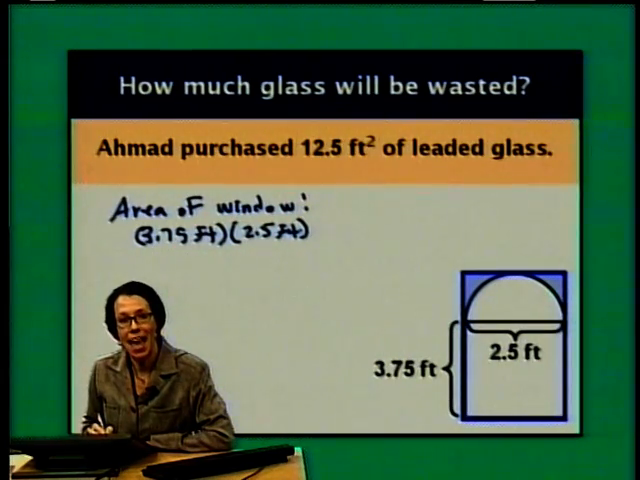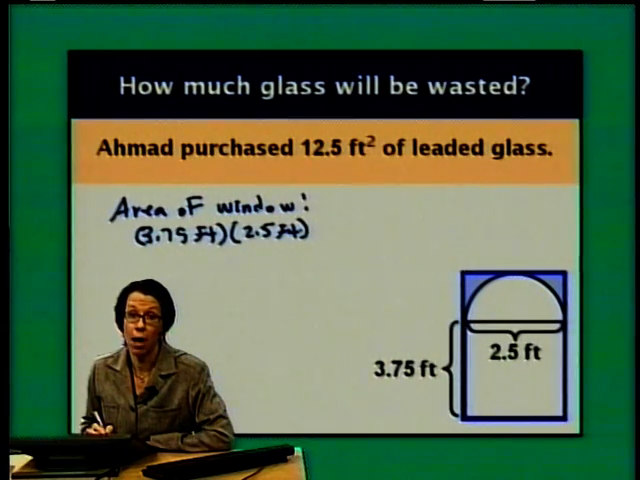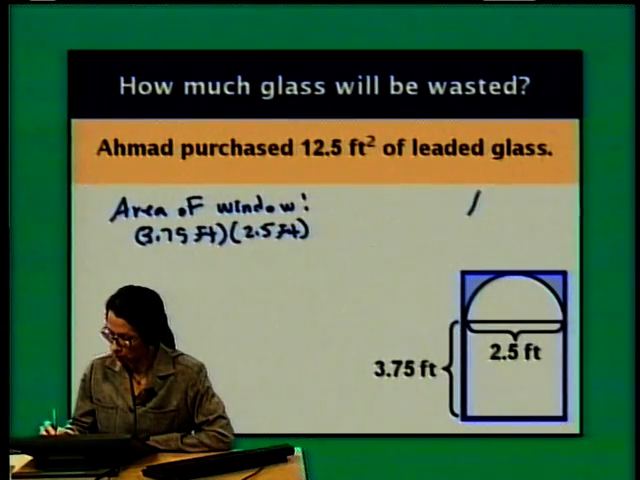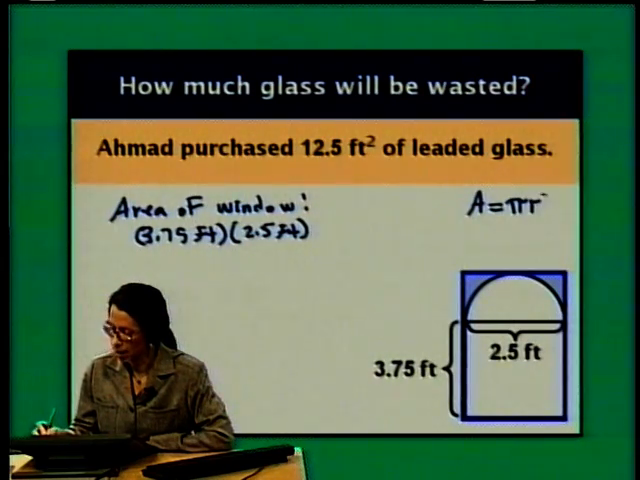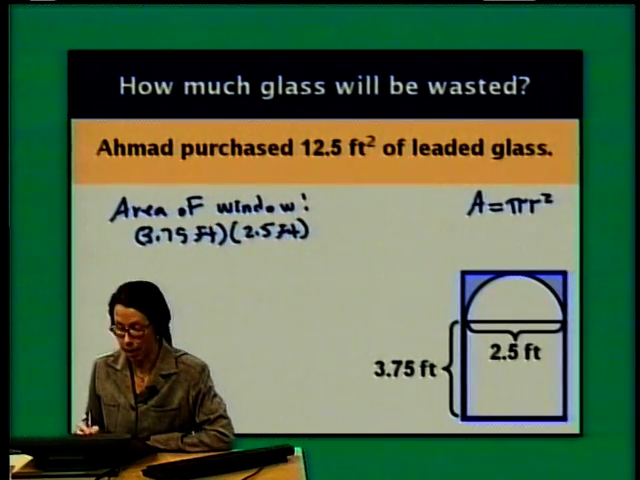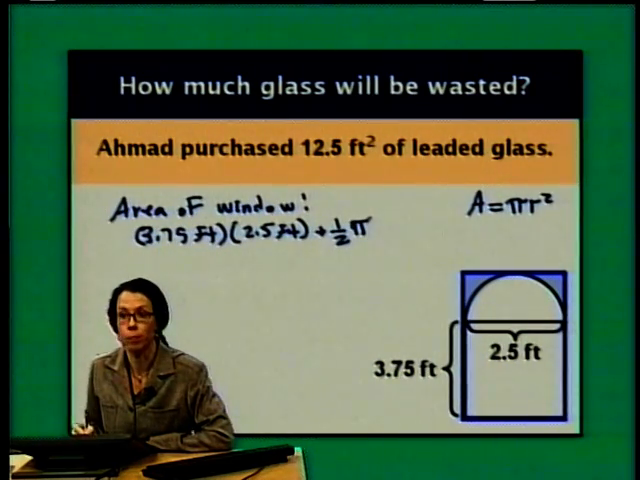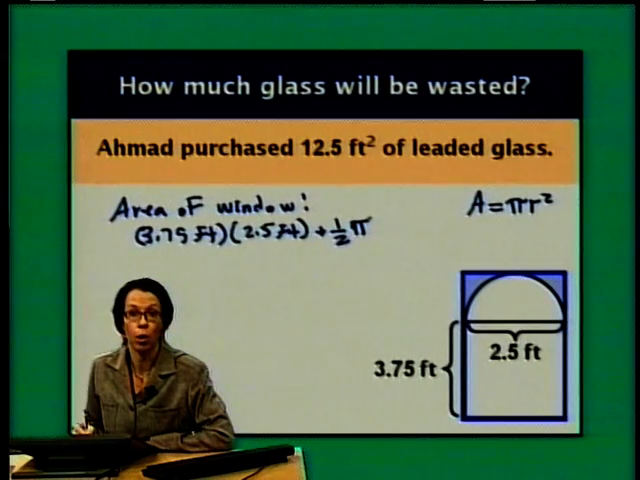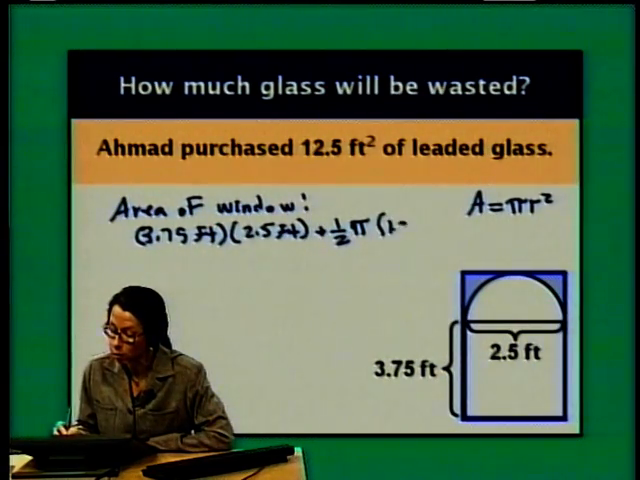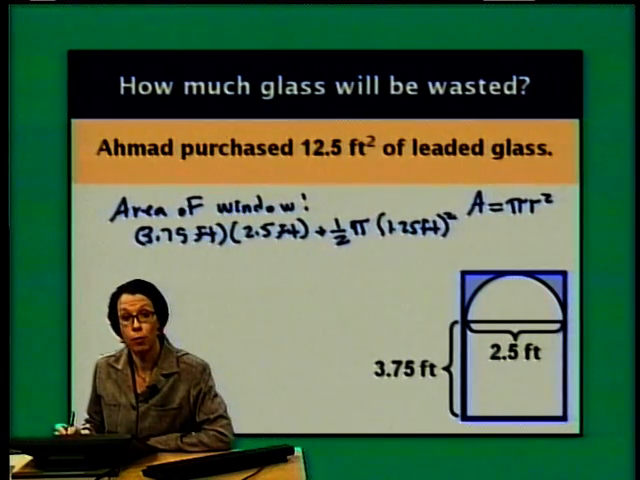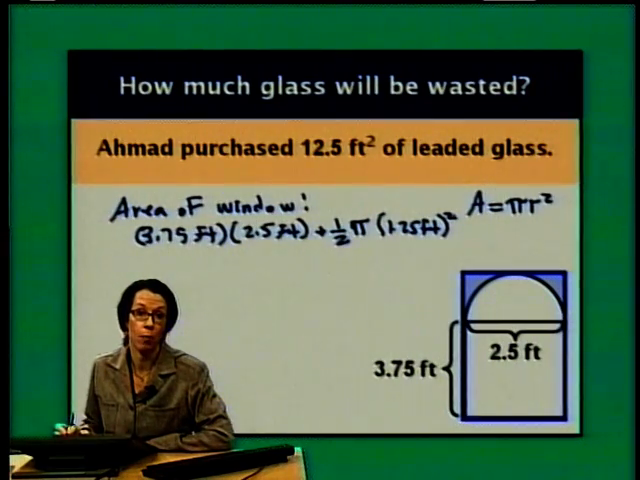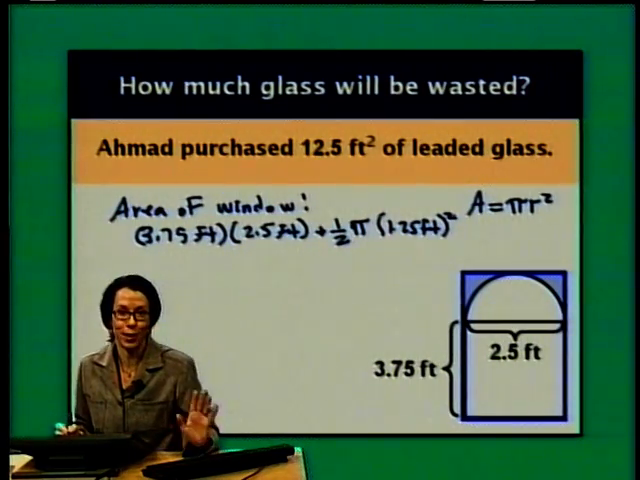And now I need half the area of a circle. Well, the formula for the area of a circle is pi r squared. And I just need 1/2 of that. So I'm going to add in 1/2 the area of the circle. Well, what's the radius of the circle? Earlier we said it was 1.25 feet. So I have 1.25 feet squared. So now let me perform this calculation to see what the area of the window is.